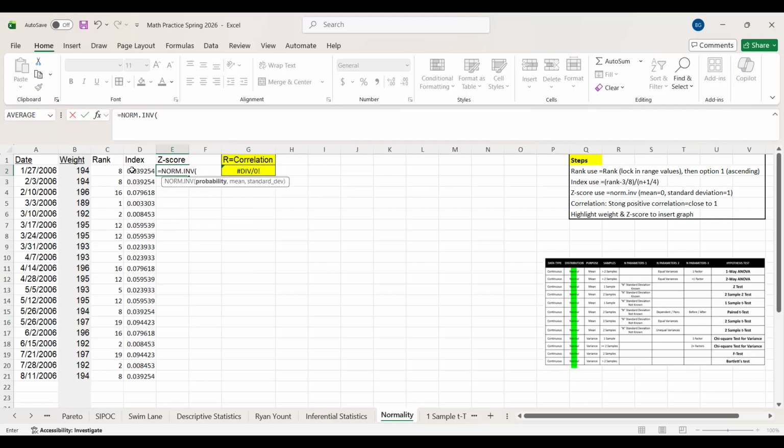Probability, comma, 0, comma, 1. Bing! And double click all of them.